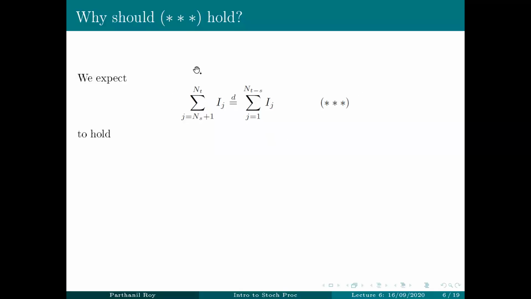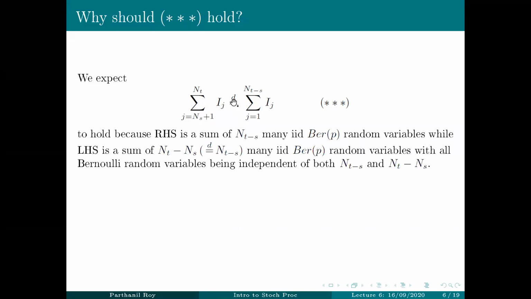Okay, so we have to show this equality, which we call star, star, star. Now, why do we expect this to hold? Observe that the right-hand side here is a sum of N of t minus s many IID Bernoulli random variables, whereas the left-hand side is again a sum of N_t minus N_s many IID Bernoulli random variables.